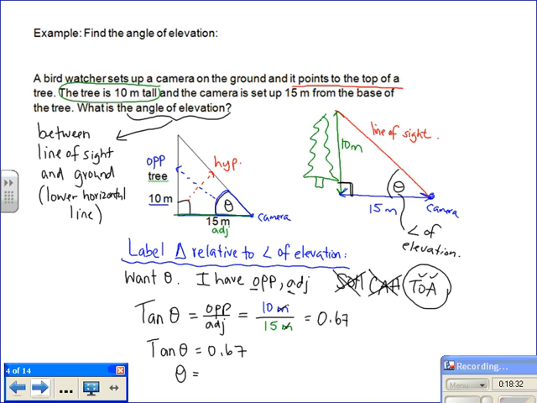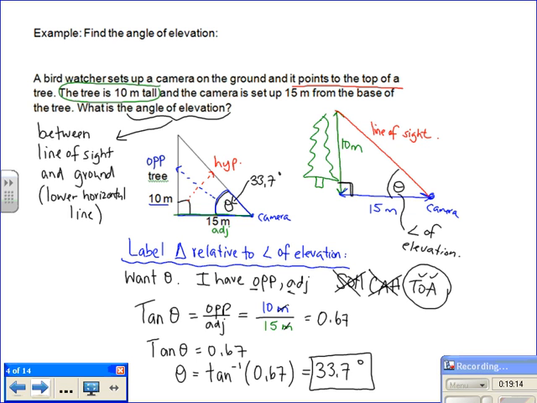I want to know the angle theta, not the ratio. So anytime I'm finding an angle, I'm going to take the inverse of the ratio. So I'm going to take the inverse tan of 0.67. I always use the inverse when I'm looking for an angle. So on my calculator, I say shift tan 0.67, and the angle comes out to be 33.7 degrees, and that is my answer. So my angle of elevation is 33.7. If I come back to my diagram, this is 33.7 degrees. Remember, if you're looking for an angle, your final answer is always in degrees.